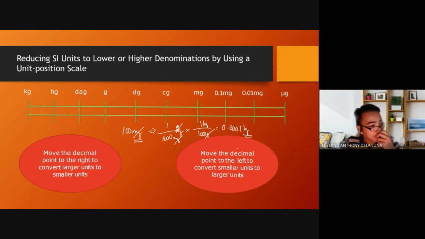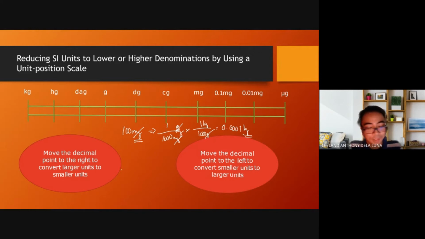Okay? Tapos class, kung yan ay larger to smaller, usually we're going to move to the right. Okay? So I think na-gets niyo naman na, right? Are we good? Okay, ulitin ko ba? Nagbibigay tayo ng isang example? Okay na. Sige, isang example daw.